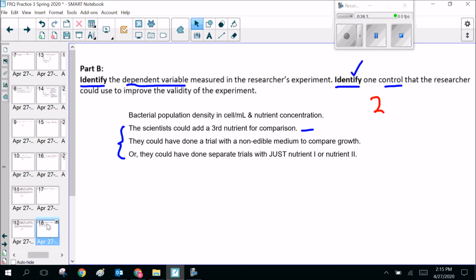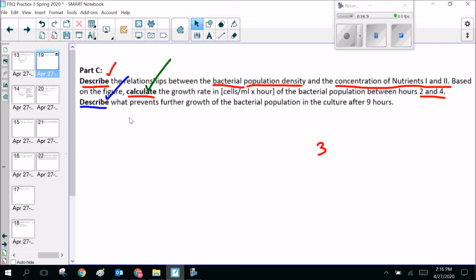And then the third one, I don't remember the third one. Oh, we could have done a non-edible medium, so we could have grown the bacteria in a medium without nutrient content and seen how it would have grown. That would have been interesting. All three of these could have been interesting controls for various things, but I think they're all pretty good. Okay, so then let's see. What is the relation between the bacterial population density and the concentration of nutrients 1 and 2?